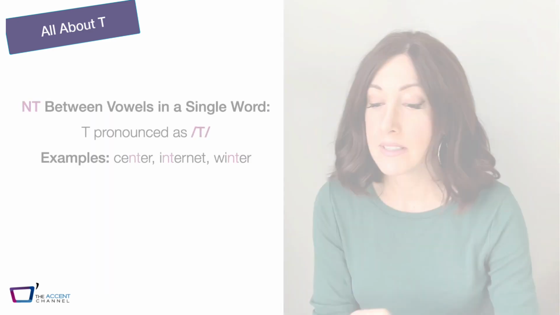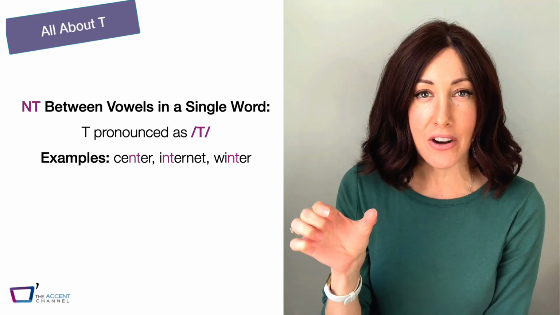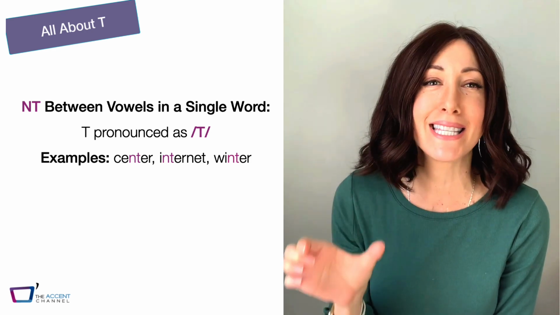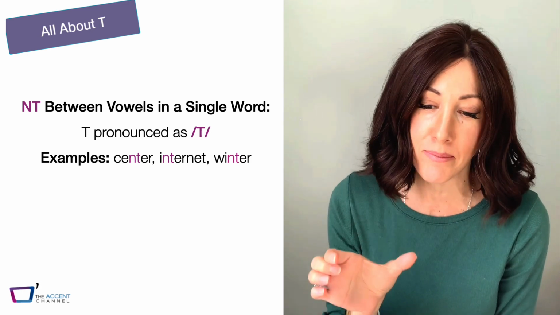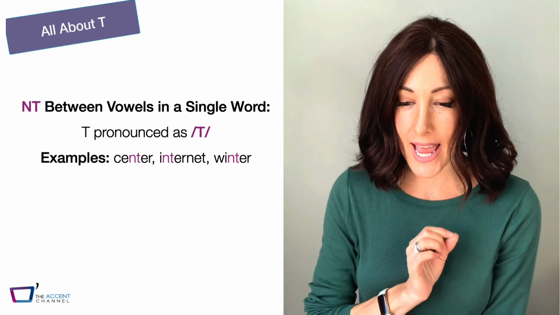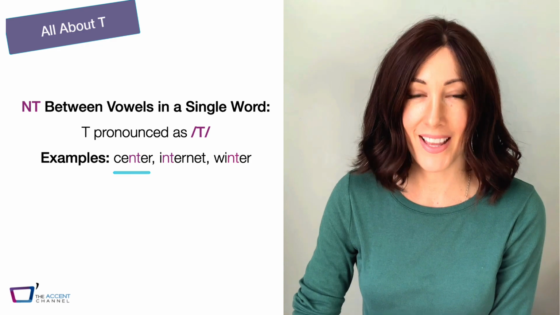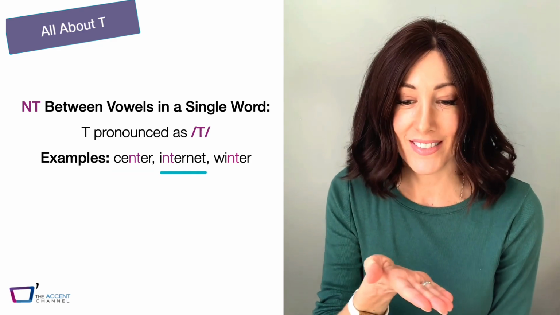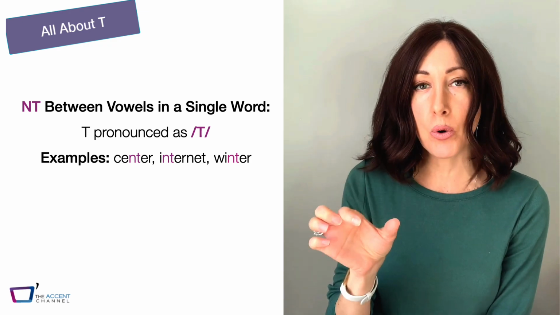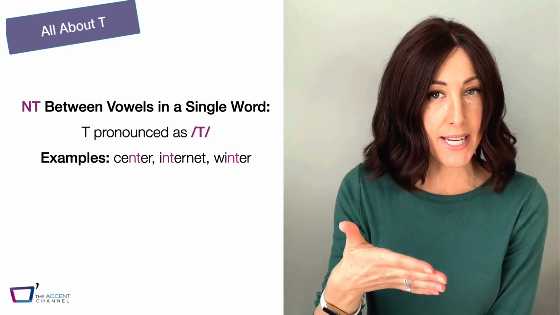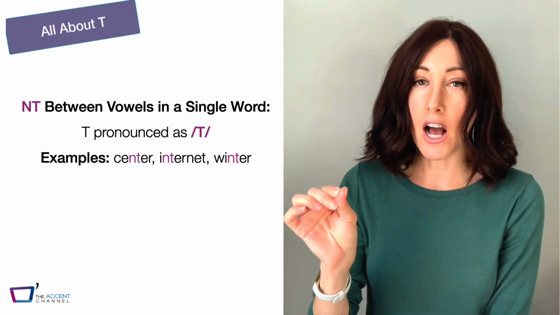Good. Okay, next rule. When you have the letters NT together between vowels in a single word, pronounce the T as a true T. So you're going to pop the T here. So we say, in the general American accent, we say center, internet, winter. Good. So NT in a single word between 2 vowels, pop the T as if pronouncing it as a true T, the same way we pronounce T at the beginning of a word.